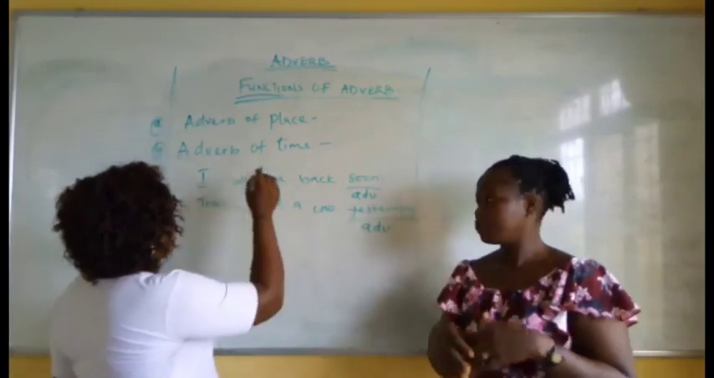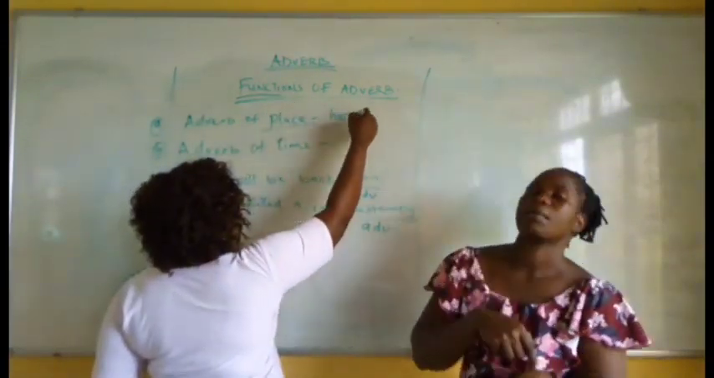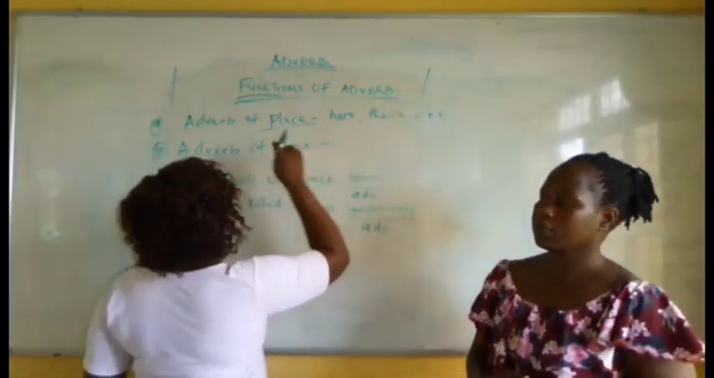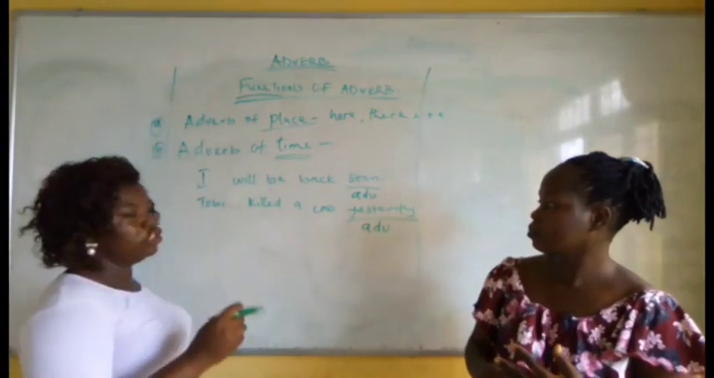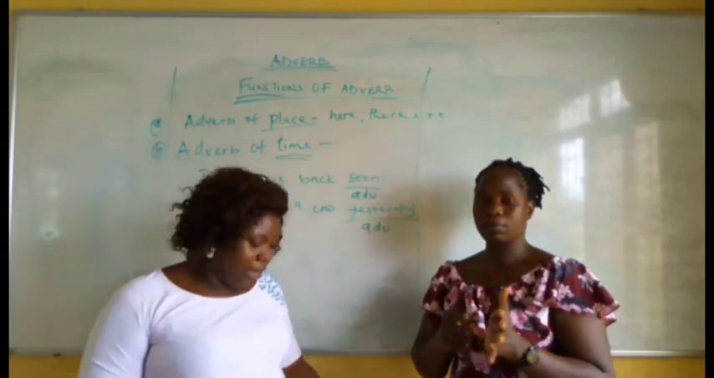The first one is place. That is, we can have here, there, etc. The second one is time. Why is the second one adverb of time? It shows us when, the particular time, the period of an action. Are you getting it now?